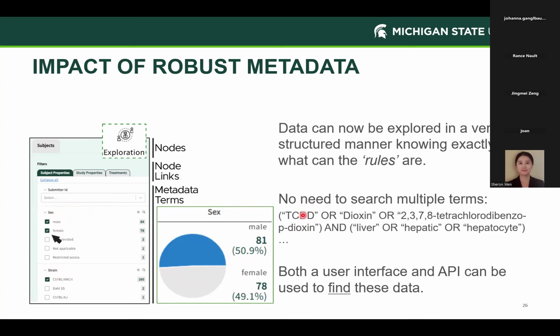without having to do really complicated searches. For example, for TCDD, someone may have used dioxin, or they may have used the full chemical name. Someone may have called it liver or hepatic or hepatocyte. So we need to search all these things. They're all different ways to say the same thing. But with the standardized method, we can better find this. And that's a core aspect of FAIR, right? Findability was a key thing here.